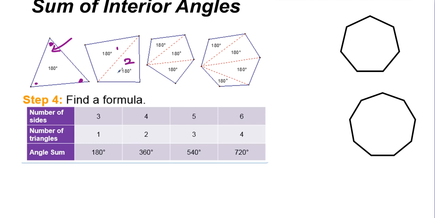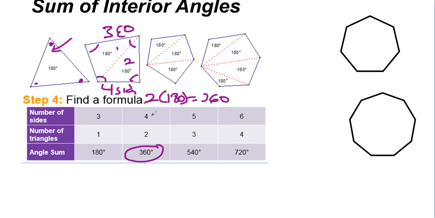Well, the sum of the interior angles of this is 180. The sum of this is 180. We just add the two sums to get the sum of these four angles, and that would be 360 degrees. We have four sides, but what we did is multiply 2 times 180 to get 360 degrees right here. Okay, four sides, we could create two triangles.